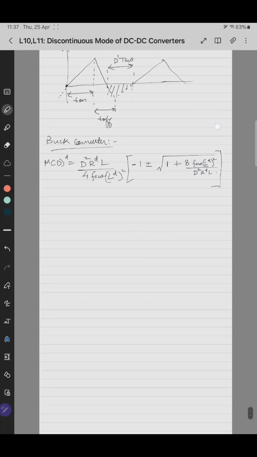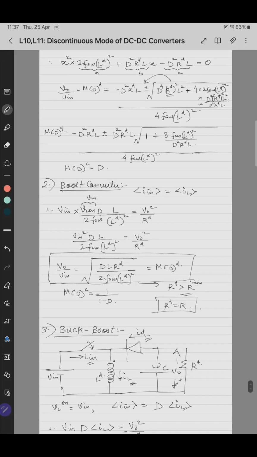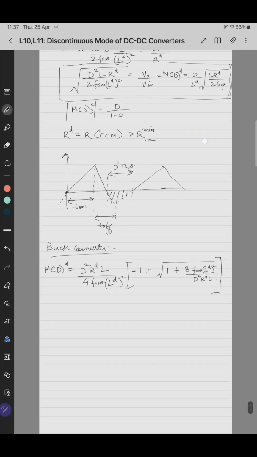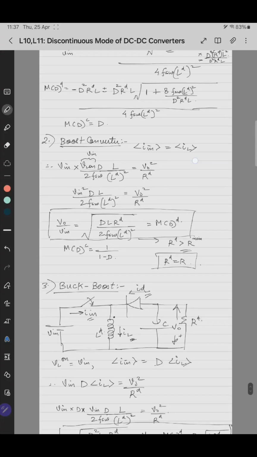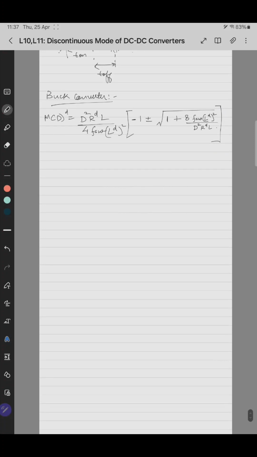I hope I have written it correctly. So my D square RD L by 4F switching LD square common -1 plus minus under root of 1 plus 8. Yeah, it is correct. So this is the expression for boost.